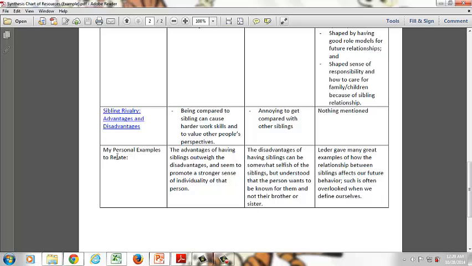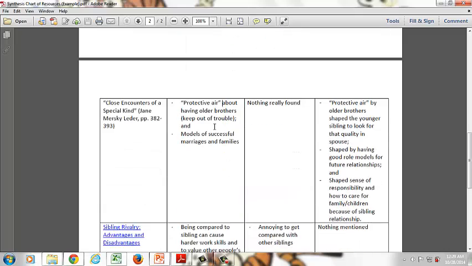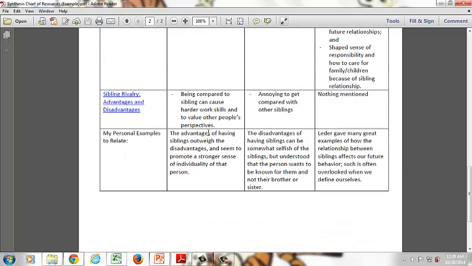At the very end, it says my personal examples to relate. I specifically here, I didn't use third person, I didn't use first person, even though these are my personal examples. I took everything from the very top for advantages all the way to the very bottom, and I kind of summed it up. I really thought that looking at all of these, between these two, the advantages of having siblings really outweigh the disadvantages.